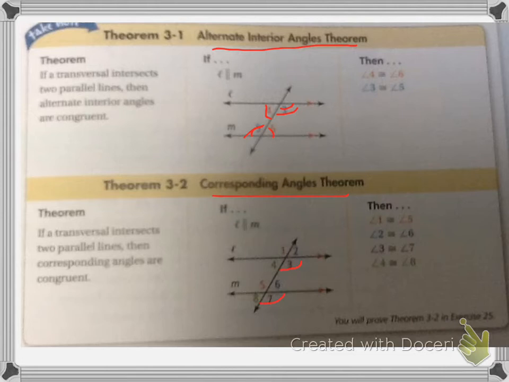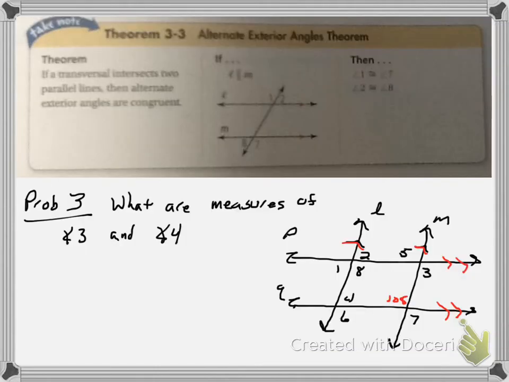Notice how they're on the same side of the transversal, and technically on the same side of the parallel lines too. Angle 3 is underneath, angle 7 is underneath the parallel lines. We have angle 1 here, just as another example, above on the left side of the transversal. Well, what's on the left side and above? Angle 5 as well. And then you can see, again, 2 to 6 and 4 to 8 by the same thing.